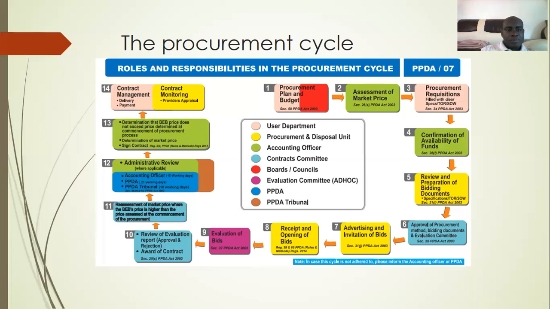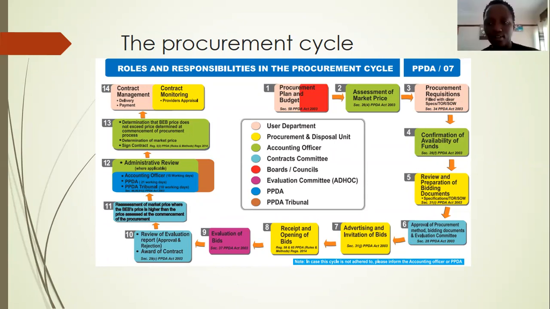Then the last cycle, number 14, which is contract management and contract monitoring. This is done more by the user department, by contract management, in assistance of the procurement department, as they monitor the project and also prepare the exit for the project or for the contract. Over to you, Madam Moderator.